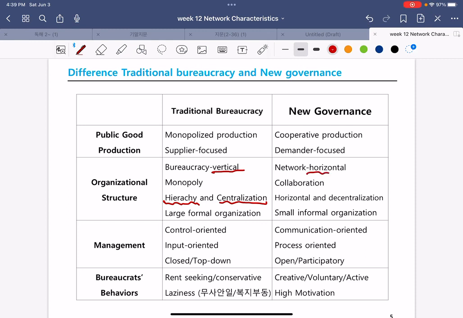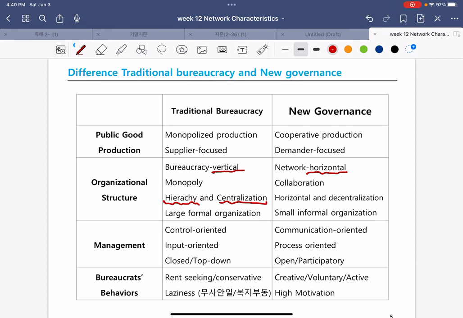It is based upon a horizontal relation structure, because to promote collaboration, we don't need ranks. We don't need high ranking, middle ranking, low ranking. Everybody is equal, and the decision making is decentralized, and the organization is not large and not official. Small informal organizations cooperate with each other based upon horizontal relations.